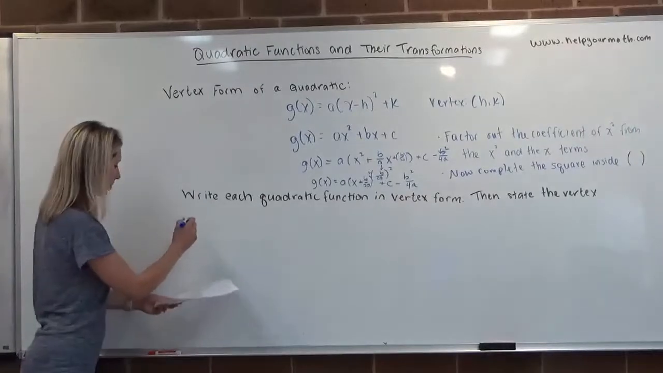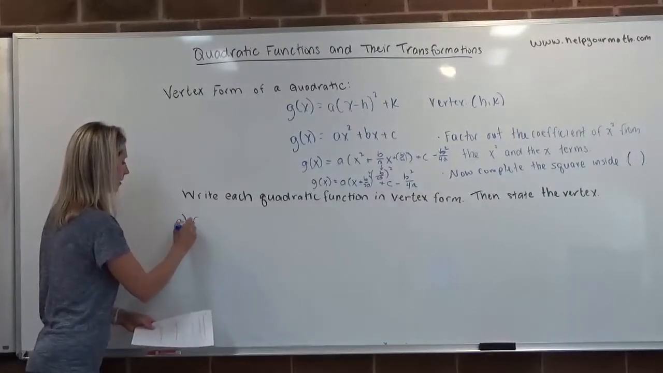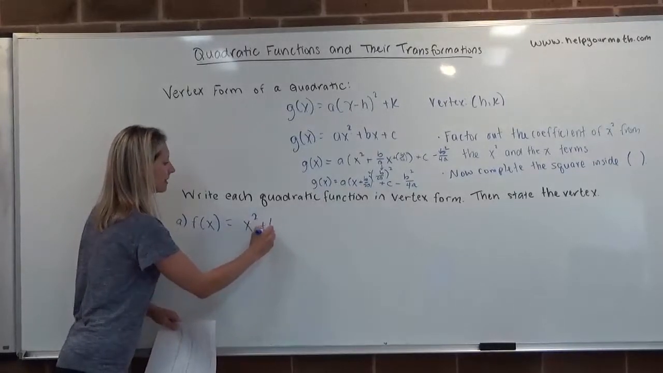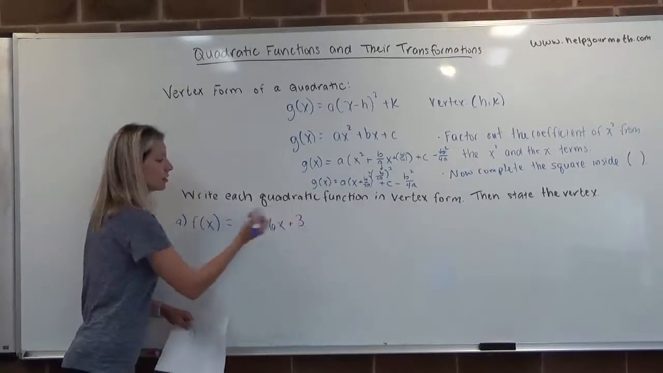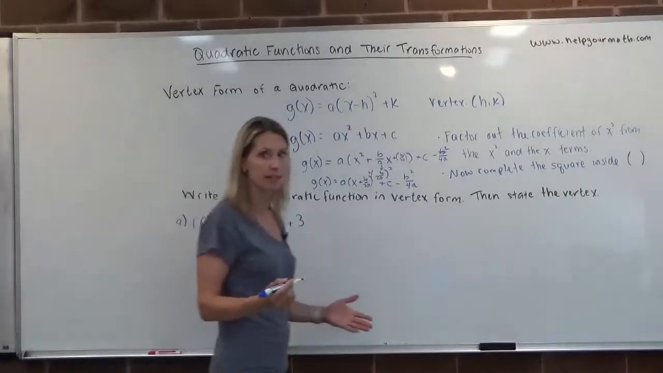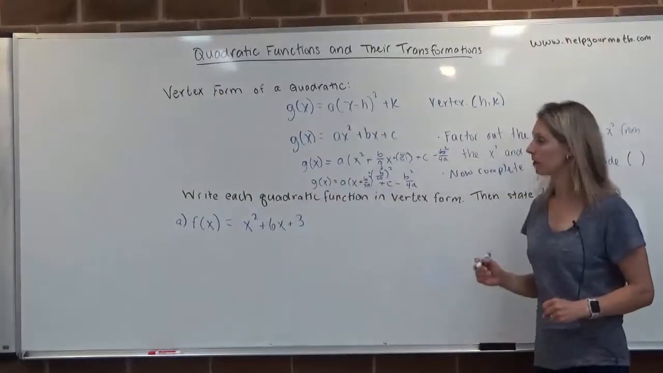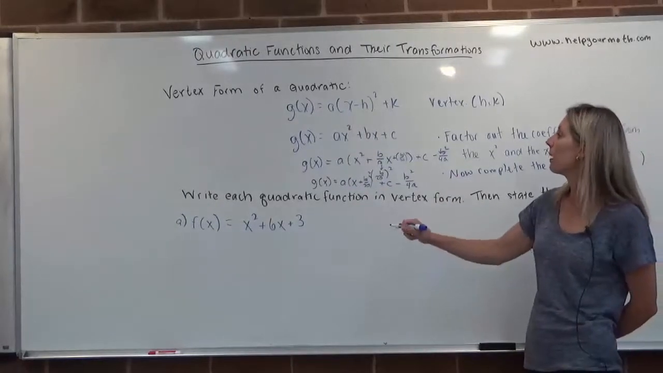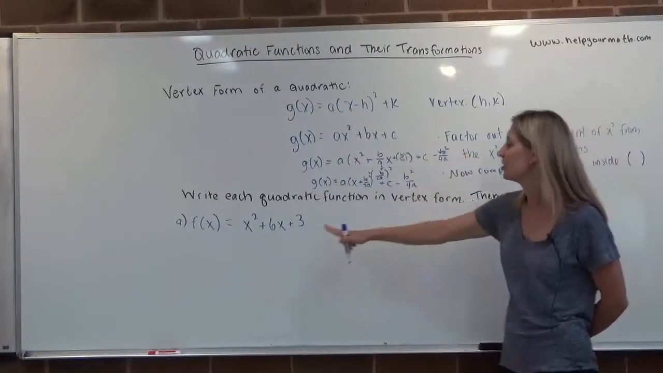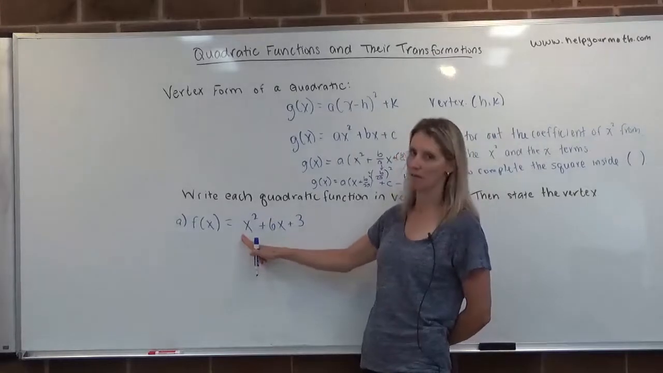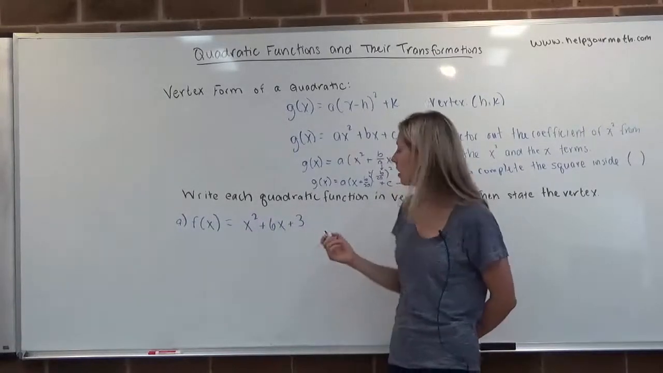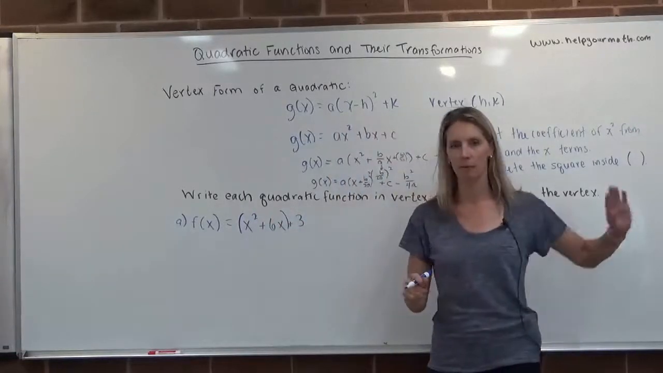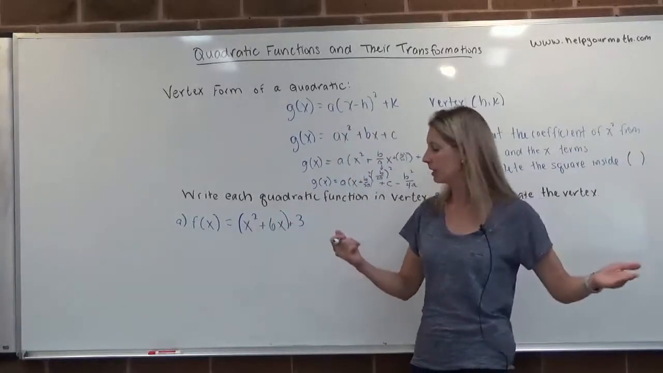Our first example is going to be f of x equals x squared plus 6x plus 3. So this particular quadratic is written in standard form. We want to rewrite it in vertex form, and then we're going to state the vertex. So we don't need to worry about this first step of factoring out because the leading coefficient of x squared is already 1. What we might do is just group these two because we don't really care about that plus 3 for the completing the square.